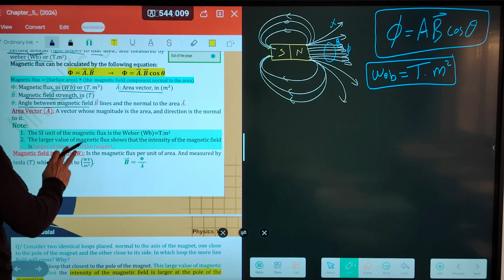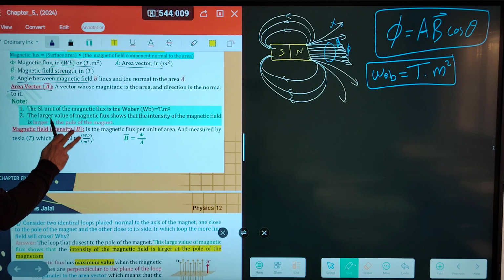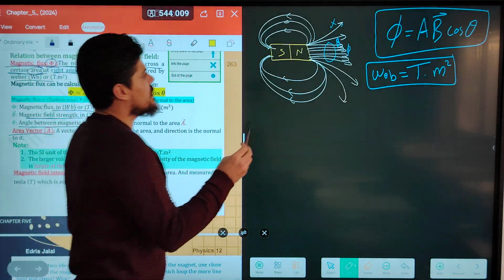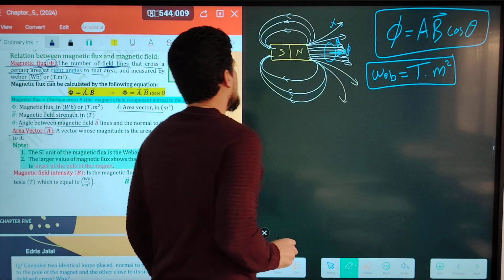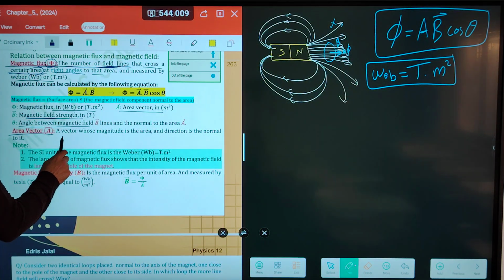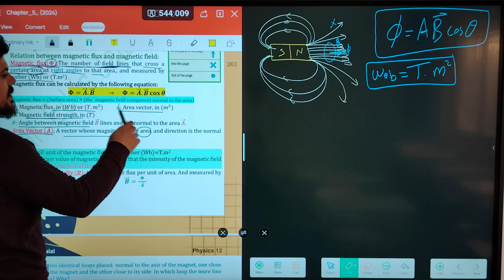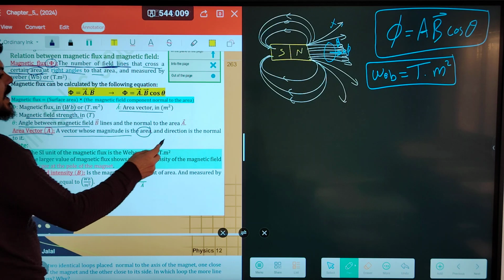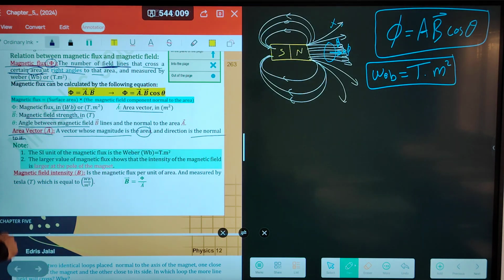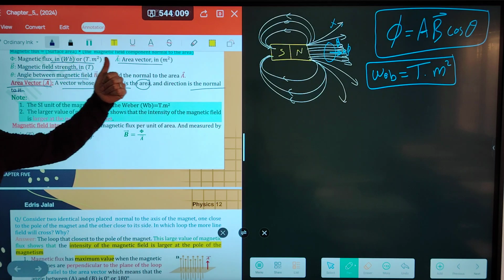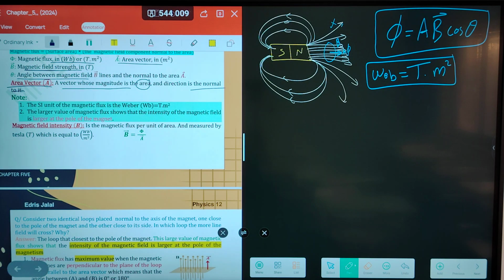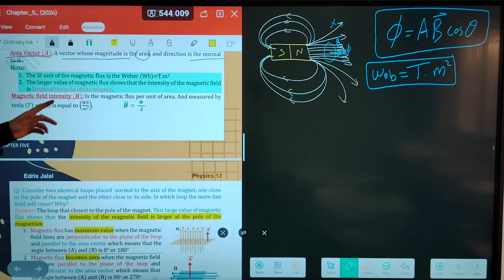A is the area vector. What is the area vector? It is a vector whose magnitude is the area of the loop, and direction is the normal to it. The SI unit of magnetic flux is Weber, which is equal to Tesla meter square.